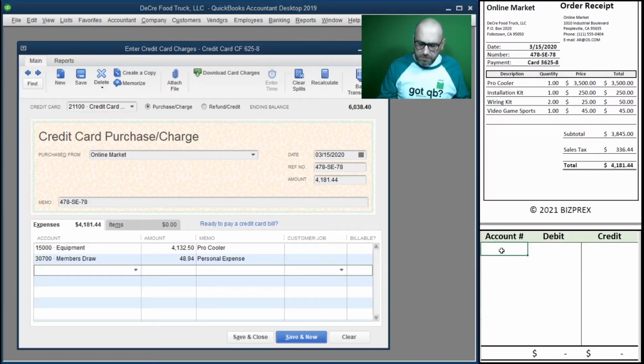So we have our credit card account, and the liability is going up because we bought the Pro Cooler, everything that we need to install it, and we purchased a personal item. We did all that essentially by borrowing. So we financed that purchase using the money that we borrowed, so our liability goes up, it's credited, right?